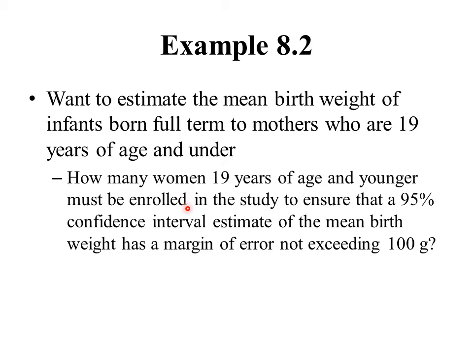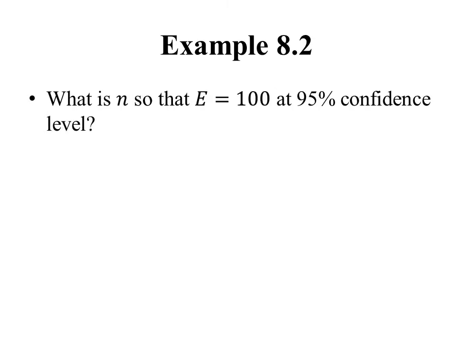We're going to collect some data. We're going to calculate sample statistics, and then we're going to use those to calculate a confidence interval estimate of mu, the mean birth weight. We want a 95% confidence level, and we want a margin of error no bigger than 100. Okay? So stated another way, the question is, what's the value of n, the sample size, so that the margin of error is 100 at the 95% confidence level?